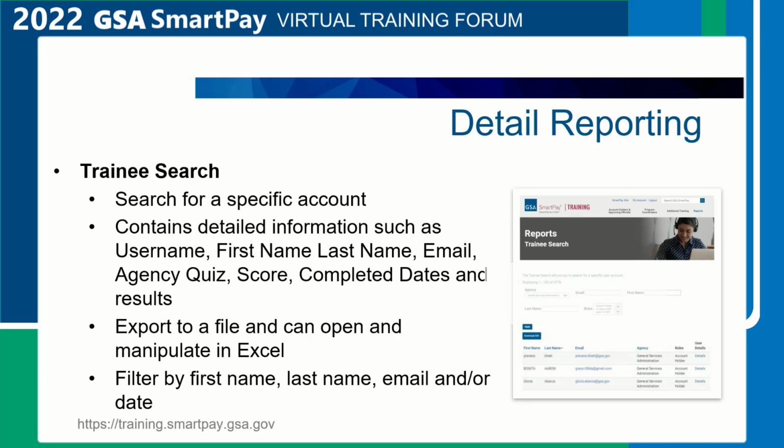If you want to search for a specific user account, use the trainee search report. This report returns detailed information such as first name, last name, email, agency, role, and a link to user details where you can view quiz scores and certificates for that user. You can filter by first name, last name, email, and/or date.